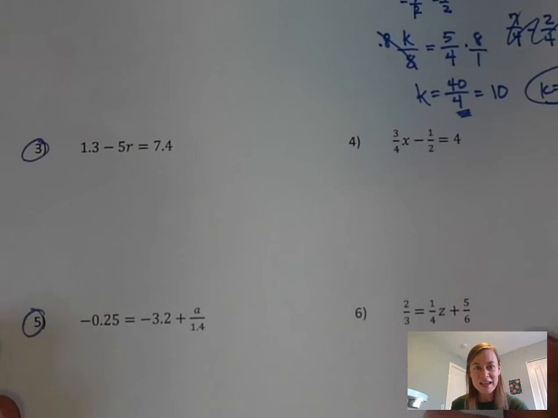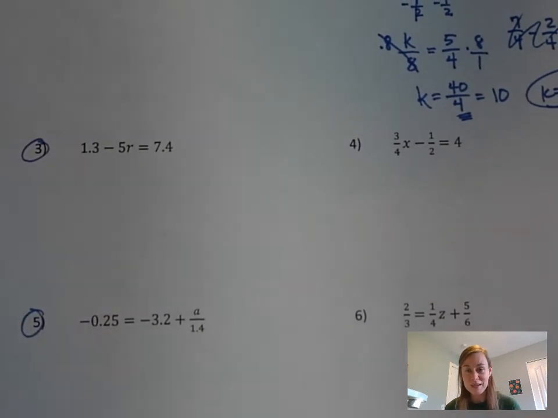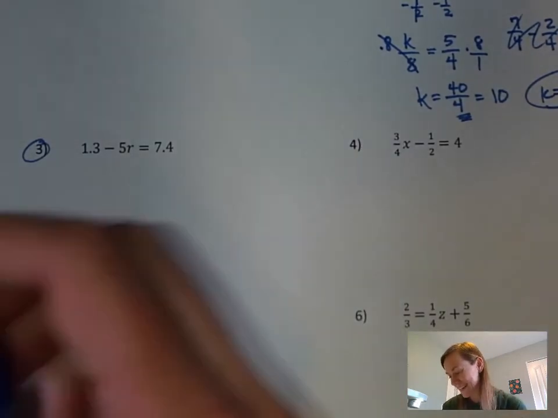All right, so number 3 has decimals, which means we can write our answer in decimals. I can't talk today. I can't talk most days.